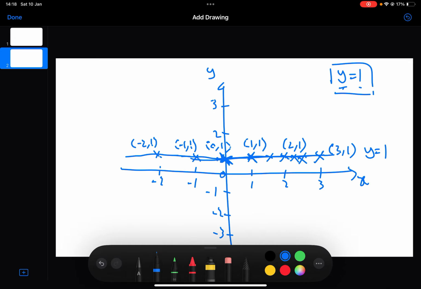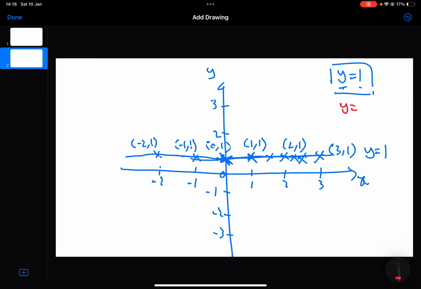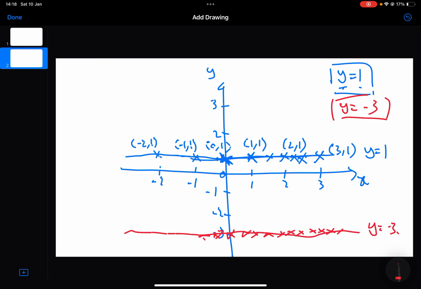Let's say I have the equation y equals to negative 3. Meaning, I want to go to all the points that y has the value negative 3. And y is only up and down. So every point that goes downwards by 3, all these, will all have y equals to negative 3. Meaning, this red line over here is my y equals to negative 3.